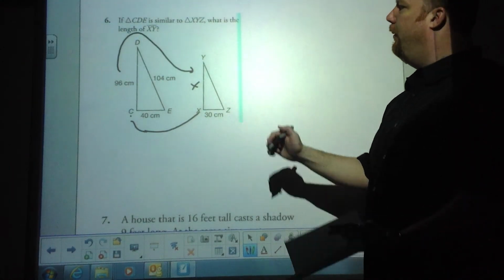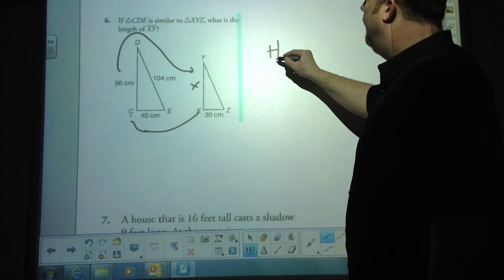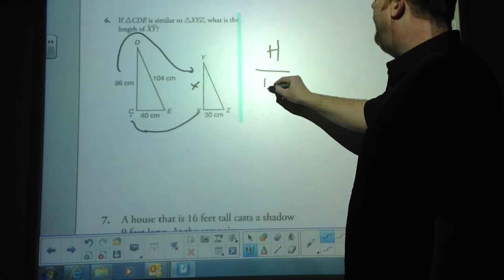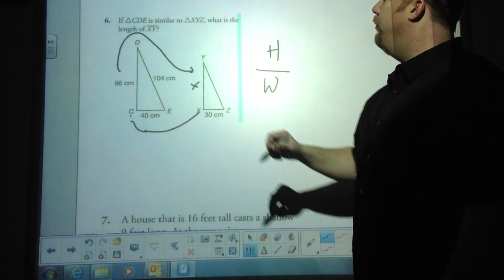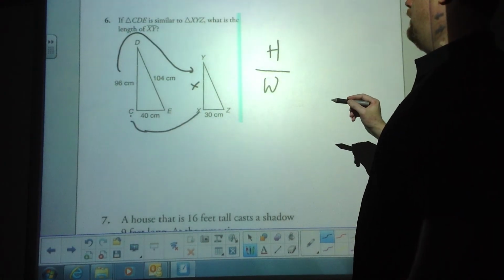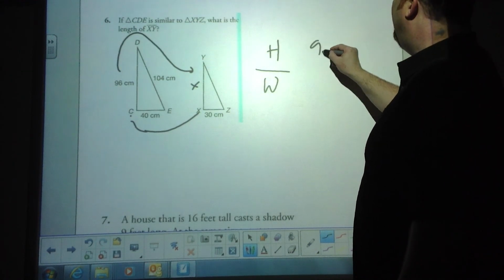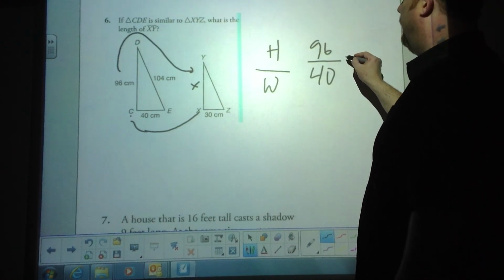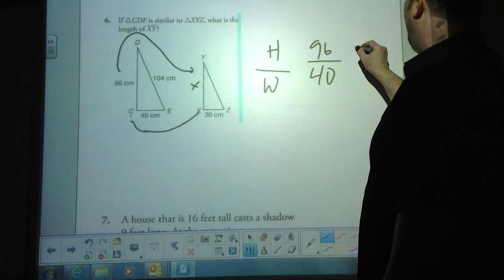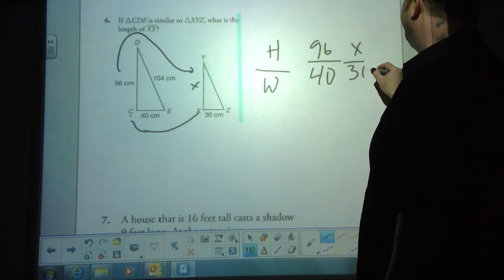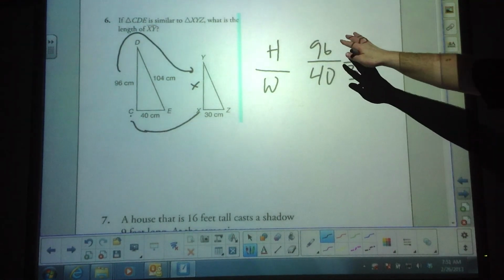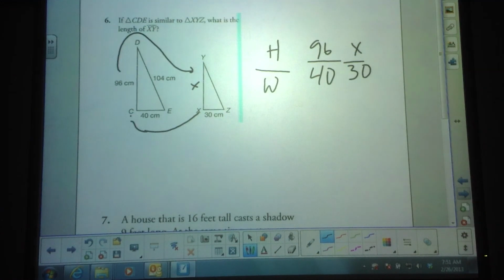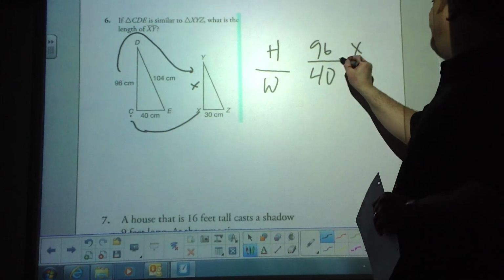So again, we're going to set up a proportion. We're going to say height over width. We'll start with this one first. 96 over 40, X over 30. Again, you can reduce this if you want to. I'm not going to this time because I'm going to do a little bit of a practice session with some multiplication here.